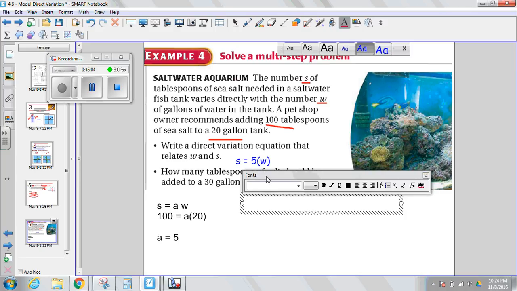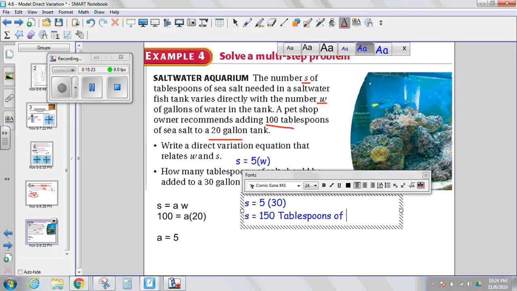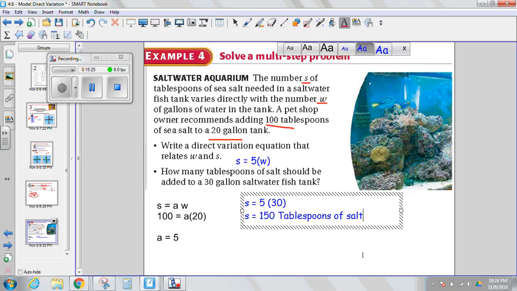I'm going to substitute in 30 for my water, the gallons of water. And when I multiply 5 times 30, I get 150 tablespoons of salt that I need to add to that tank in order to keep those fish alive.